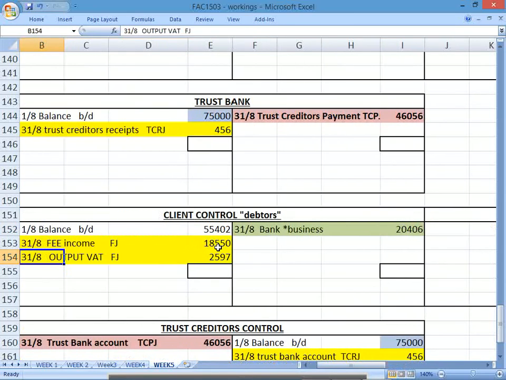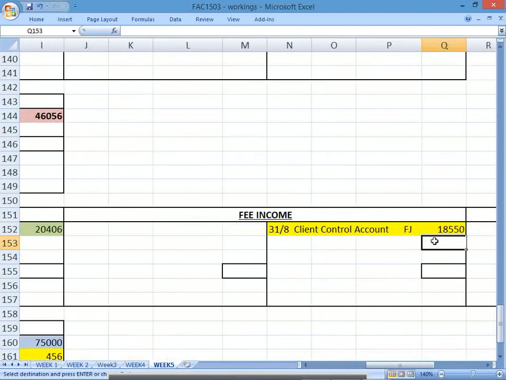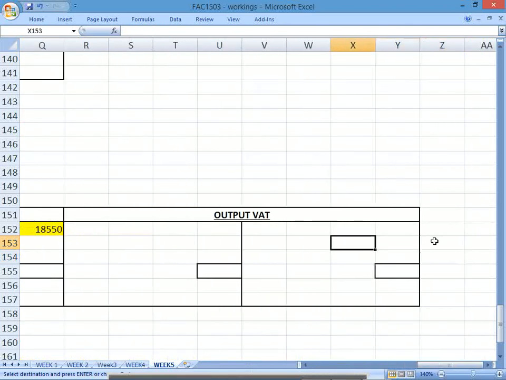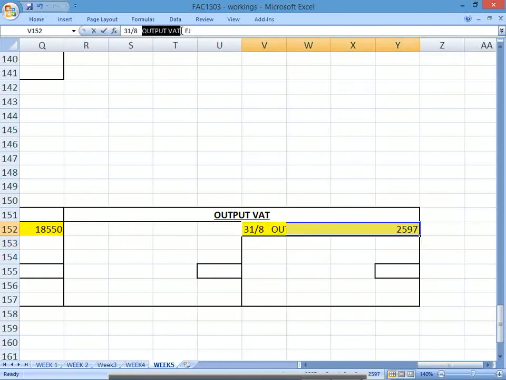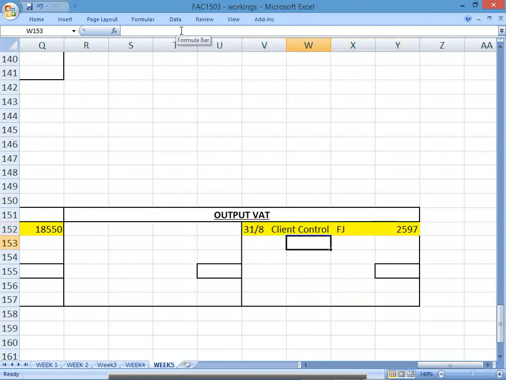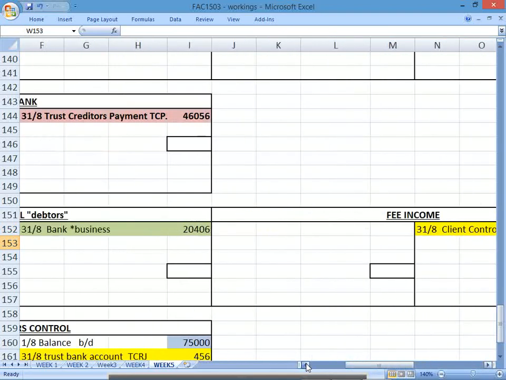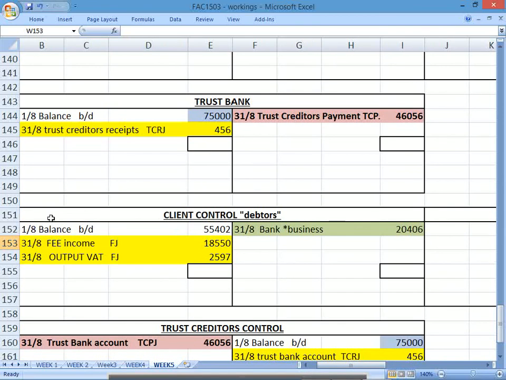Then the same thing with this, just for additional understanding. In the client control account, you're showing output VAT as a separate line item because it's a separate account. And then in your separate account for output VAT, you're going to show it there, and you would have referenced the client control accounts. Does that make sense? That's there just to help you. The key is that account.